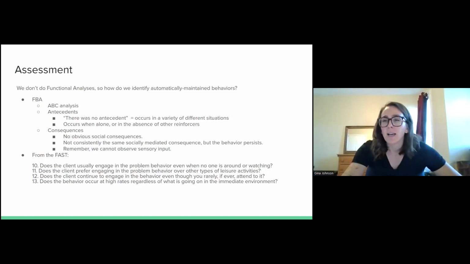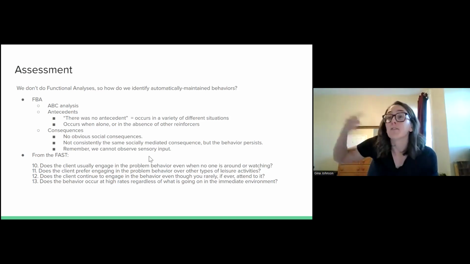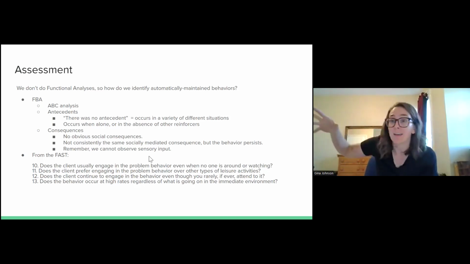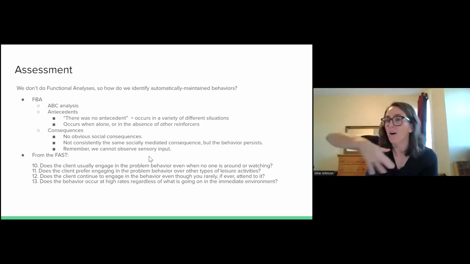And then, I think it's interesting to look at the FAST and see the section in there that is asking about this function. Again, it points back to those conditions in the functional analysis: do they engage in this behavior when no one's around, when they're alone, when no one's watching? Do they engage in this over other types of reinforcers, leisure activities, right? All the time, like that undifferentiated condition is happening all the time. That means that reinforcer is outcompeting all of these other reinforcers that might be available in the environment.